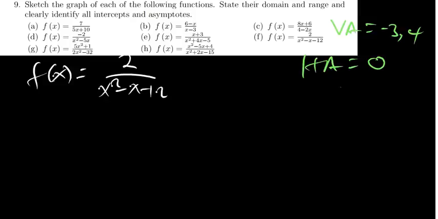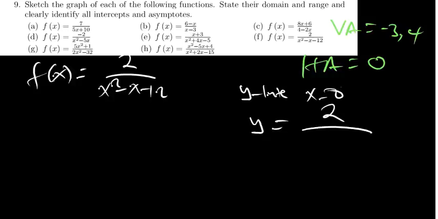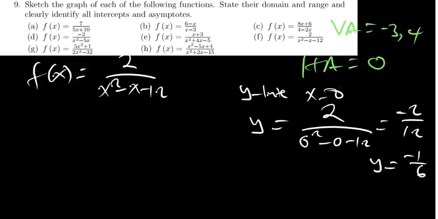So let's see if we have a y intercept. For the y intercept, x has to be 0. So y will be equal to 2 over 0 squared minus 0 minus 12, which is just 2 over negative 12, so y will be equal to negative 1 over 6. So if x is 0, y is negative 1 over 6. That is the only intercept I have.